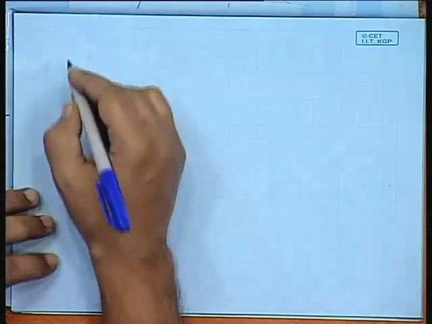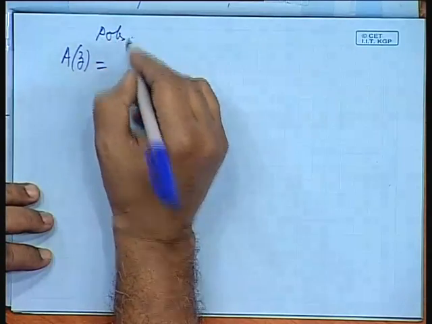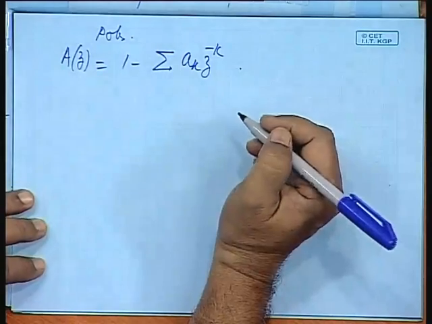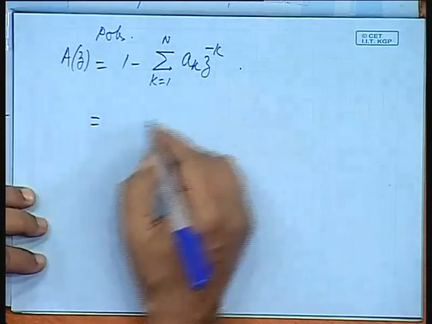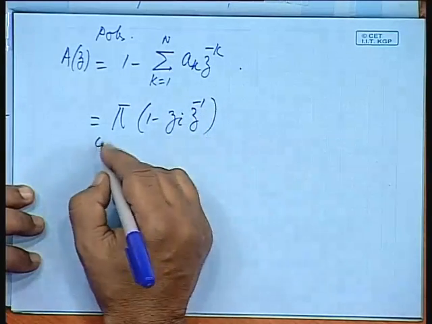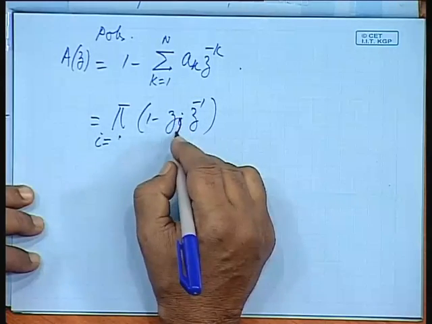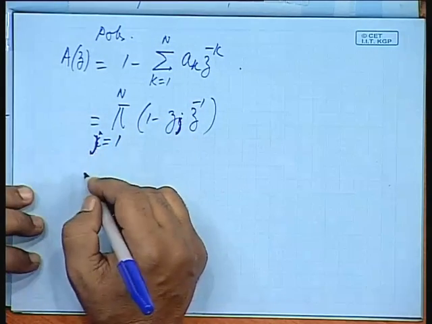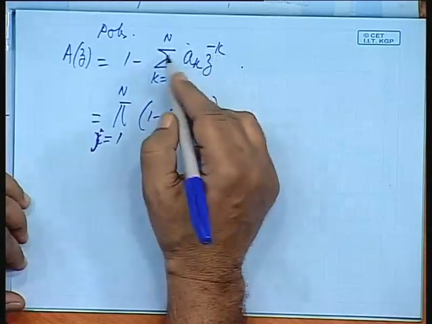Let us consider A(z), the poles. We can write this as 1 minus the sum of a_k z to the power minus k, k equal to 1 to n. This can be factorized, and I can write this as the product of 1 minus z_i z inverse, i varying from 1 to n. It is an nth order polynomial having n roots.